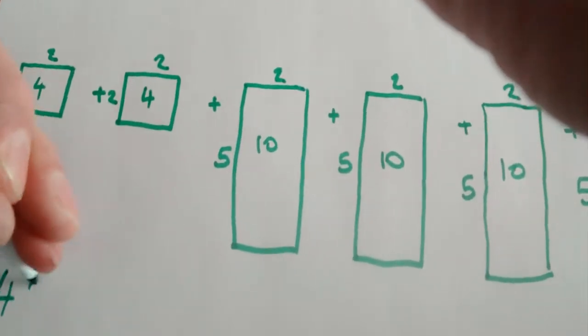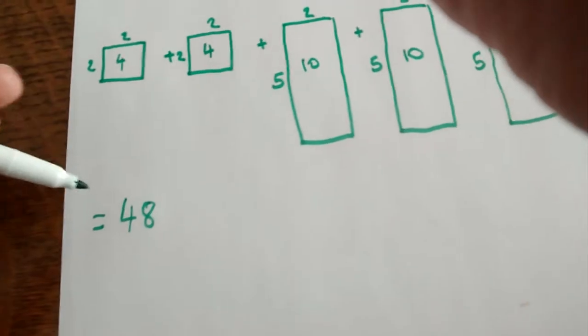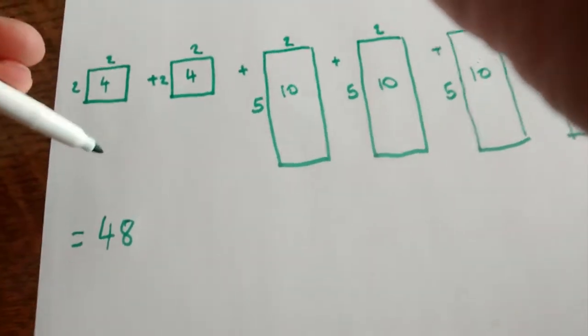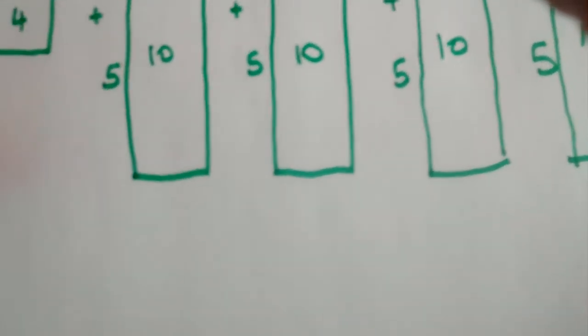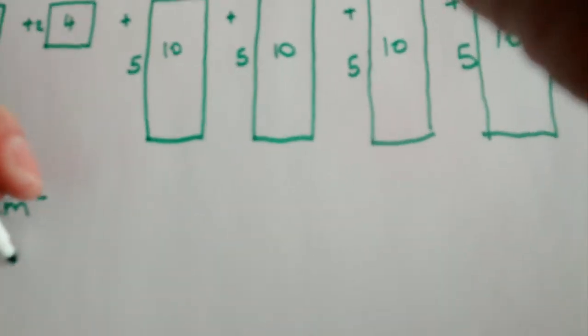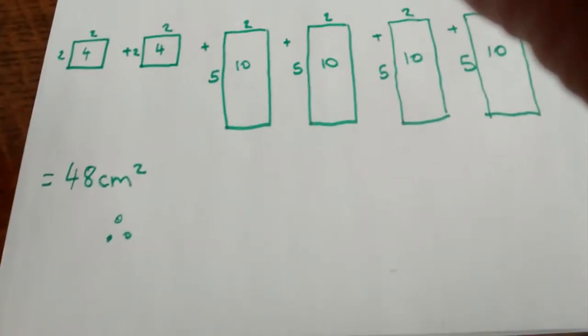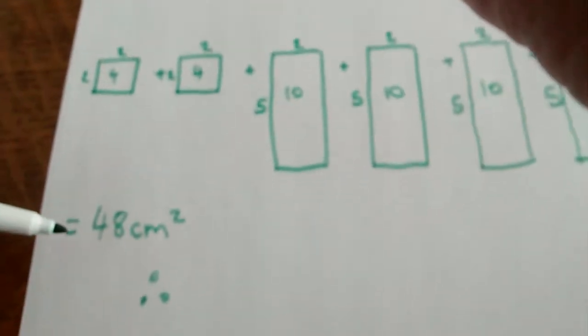So I put 48. Now what units am I going to use? I'm not going to use cubed, which would be the 3, because that's for volume. I'm going to use squared, because it refers to surface area. So 48 centimeters squared. And as always, I write a therefore statement so that the reader can clearly see where my answer is. Because just that alone, the reader may not know where the answer is.